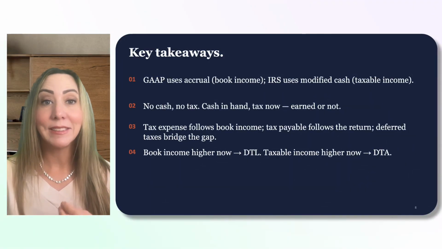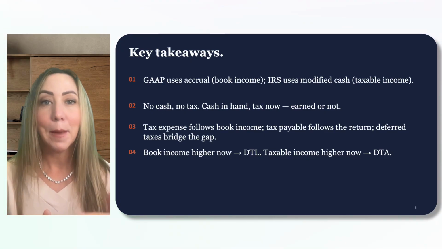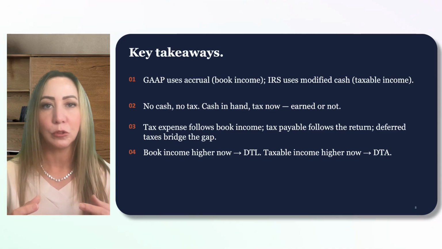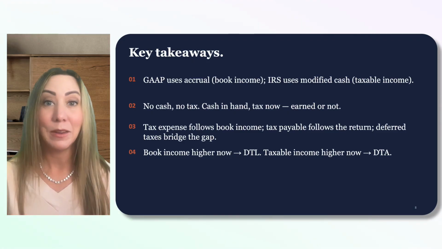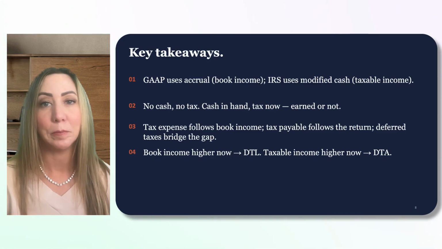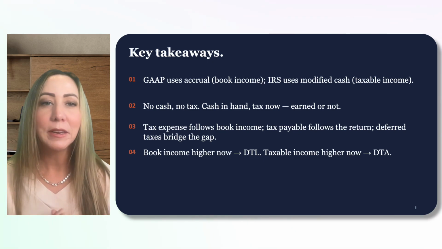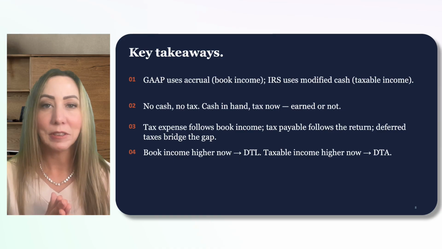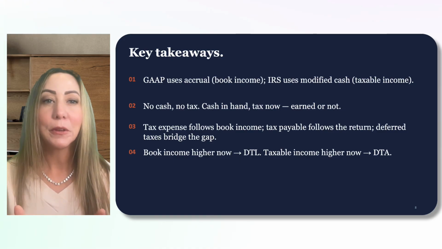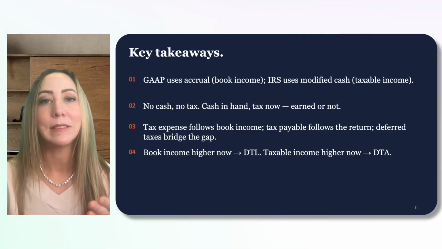So book income and taxable income are both honest answers to two different questions. GAAP measures performance on the accrual basis, while the IRS taxes something much closer to cash. The IRS won't tax revenue that you have not collected, and they also won't let you deduct expenses you haven't paid. They won't wait on cash you've collected, earned or not. When the two incomes differ, tax expense and tax payable differ, and deferred tax accounts bridge the gap. Book income higher now creates a DTL, and taxable income higher now creates a DTA.